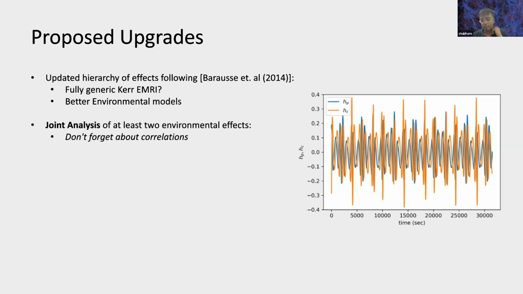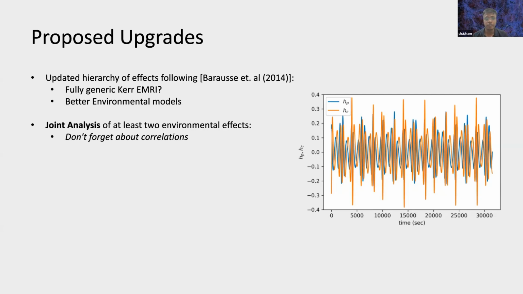And then another very big prospect here is of a joint analysis of at least two environmental effects together. And the main reason why we want to talk about joint analyses is because the same physical phenomena surrounding an extreme mass ratio inspiral can give rise to more than a single environmental effect. For example, an accretion disk, a physical phenomenon around a supermassive black hole, can give rise to planetary migration, it can give rise to dynamical friction, and it can give rise to accretion. So these are three independent environmental effects which would affect the secondary's orbit around the central black hole. So we need to study all of them simultaneously.